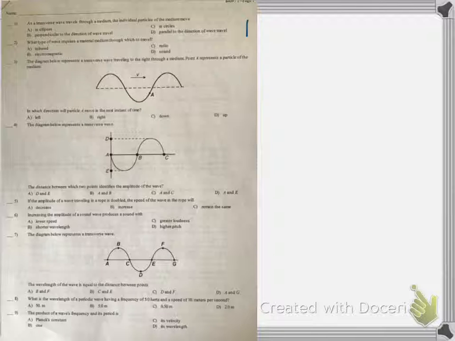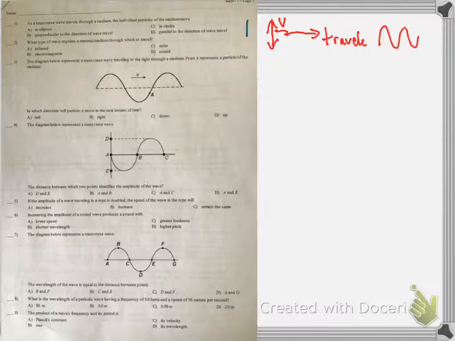All right, as a transverse wave travels through a medium, the individual particles of the medium move. So if it's a transverse wave, I'm just going to change to red here. Transverse wave means the particles are vibrating up and down while it's traveling. So this is the vibration. The traveling direction is left or right. So in that case, they would be perpendicular to the direction of wave travel. You have the direction of wave travel there, but the vibration is up and down. That's what transverse waves are.